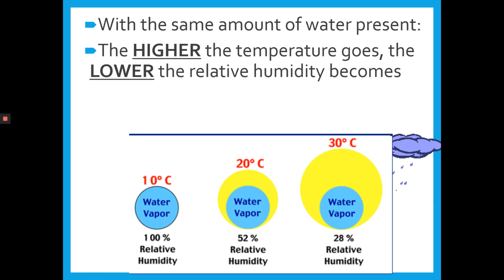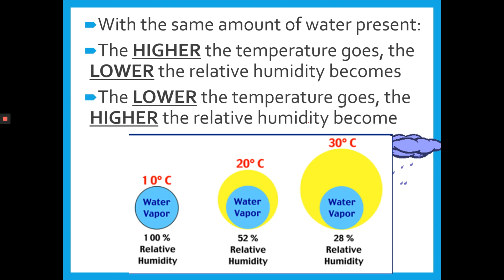Each of these three has the same amount of water vapor, but the relative humidity is different because air can hold a lot more water when it's warm, which is why it's not a great measurement of how much water is in the air, but it's just something that's used frequently.